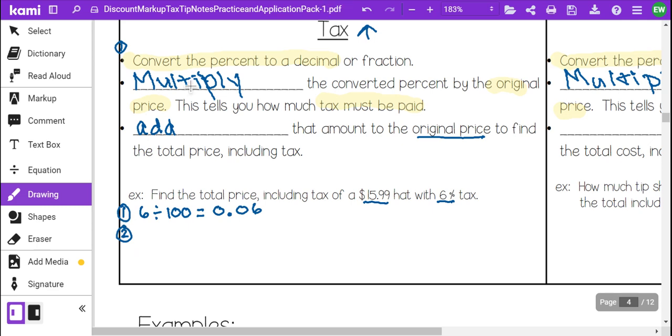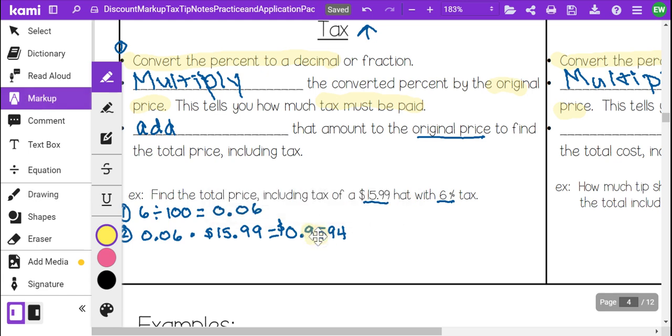The second step was to multiply the converted percentage, 0.06, times the original price, which from the problem is $15.99. So I got step 2 down. Oh, I haven't done it yet though. Put that in your calculator. And I get the price of 0.9594. Oh, but that's money, and that's too much for money, right?